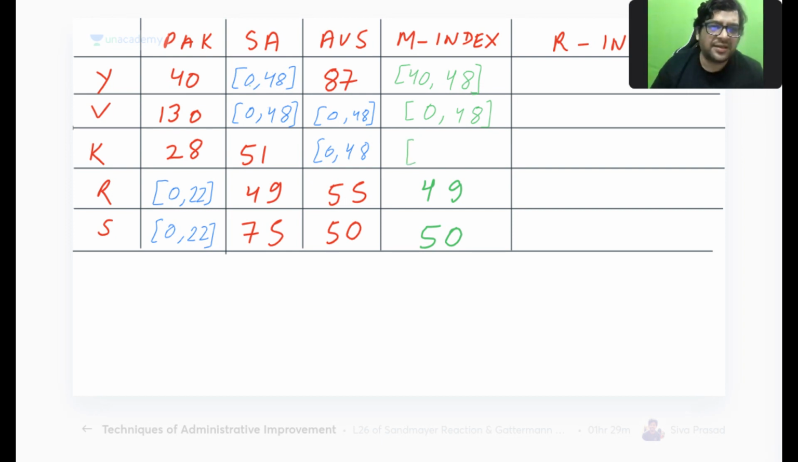Based on the very same logic, if in Australia you end up scoring below 28, then 28 becomes the middle. If you end up scoring above 28, then above that becomes the middle. So this could be anything from 28 to 48. So these are the various values of M indexes which are possible. I'm not saying it will be 28. I'm not saying it will be 48. I'm not saying it will be 0. I'm saying it could be any of these values.